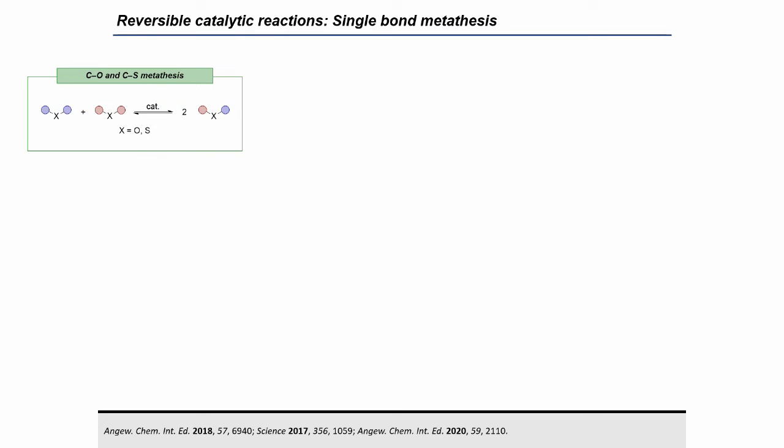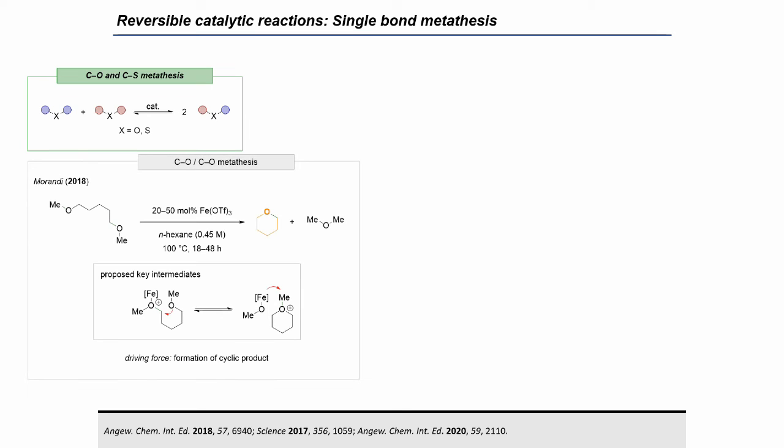Both C–O and C–S metathesis reactions have been developed. Classical examples are, for instance, transesterification or transacetalization, and related thioester as well as thioacetal and disulfide exchange. By contrast, processes invoking substituent exchange of ethers are considerably less prevalent. Progress in the field was made by the group of Morandi.